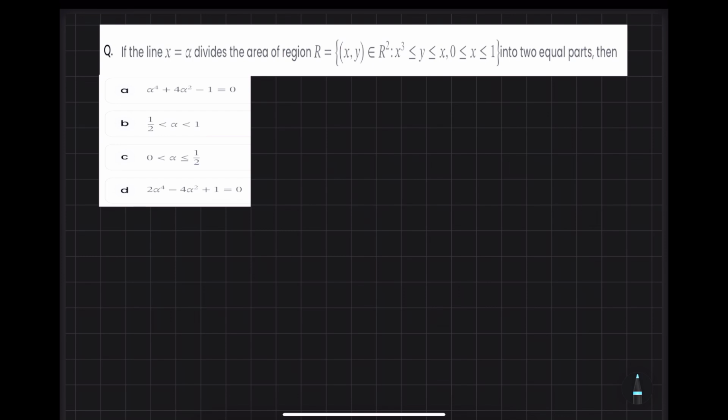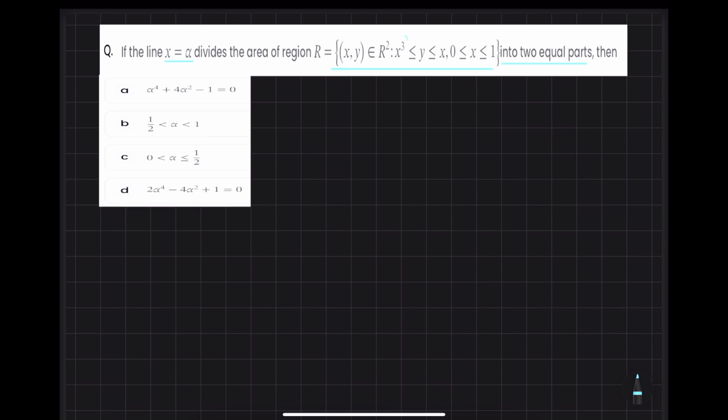So, we got a wholesome new problem in which we have to handle this situation. If the line x equals alpha divides the area of the region into two equal parts, then you have to find out which one of these is correct. Look at how beautiful this question is. So let's handle this situation.